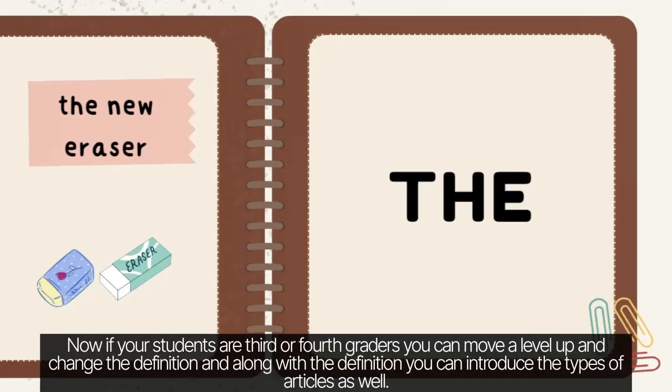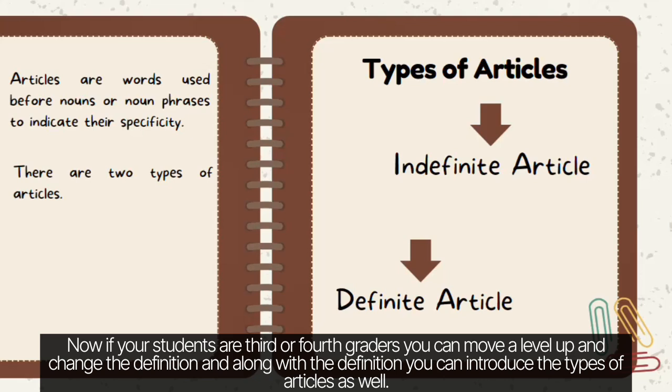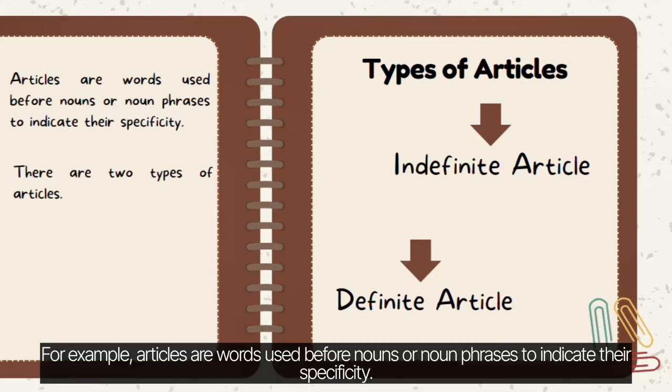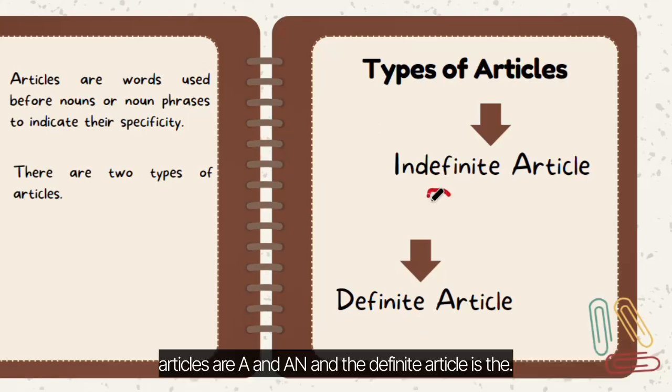Now, if your students are third or fourth graders, you can move a level up and can change the definition, and along with the definition, you can introduce the types of articles as well. For example, articles are words used before nouns or noun phrases to indicate their specificity. There are two types of articles: indefinite articles and the definite article. Indefinite articles are a and an, and the definite article is the.